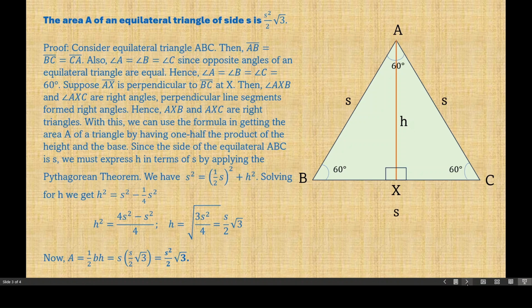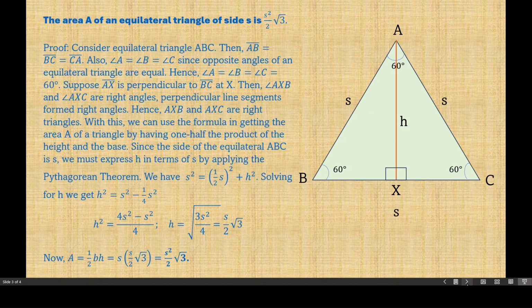We get S squared equals the square of 1/2 S plus the square of H. Solving for H, we apply some manipulations. H is equal to 1/2 the side of an equilateral triangle times the square root of 3.